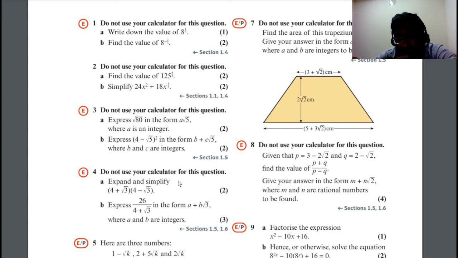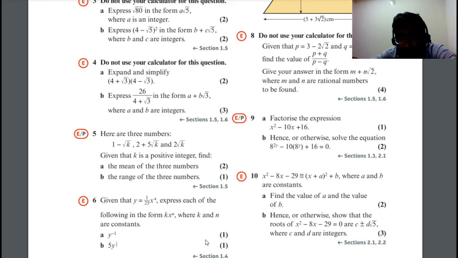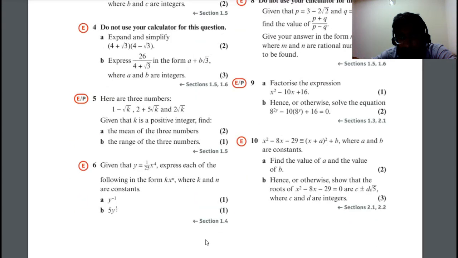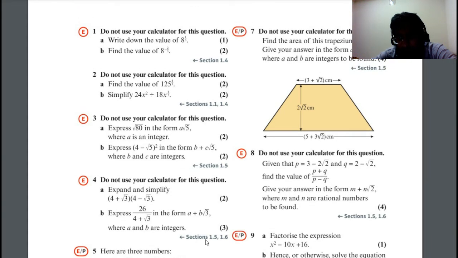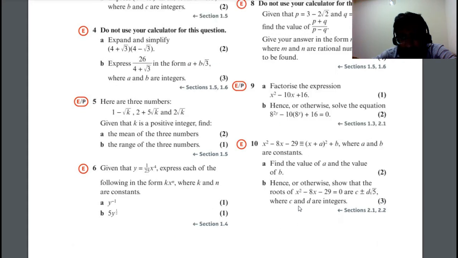Seventh question. Do not use calculator. Sir, can I just skip all the do not use calculator questions? 9, please. What's the formula for trapezium? Trapezium is half into a plus b, into sum of parallel sides into height h. Perfect.